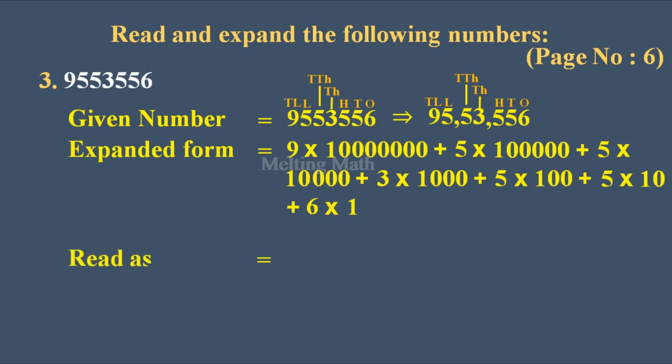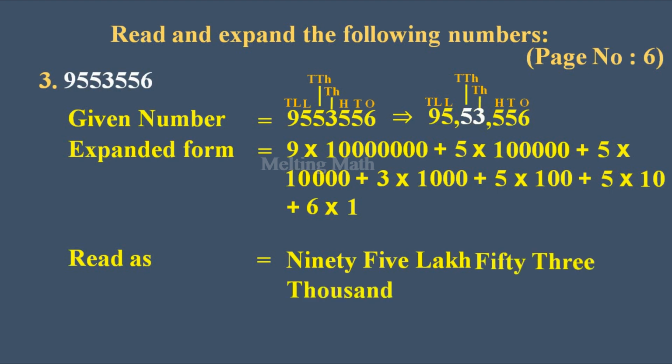Then we have to read this number. How can you read? Just see this number and the place values. We know the 10 lakhs come under the lakhs period. So 95 is there, so just write 95 lakh. Next, the 10,000s and thousands come under the thousands period. So 53 is there, so just write 53,000. Next, the hundreds, tens and ones come under the ones period. So here 556 is there. So just write 556.